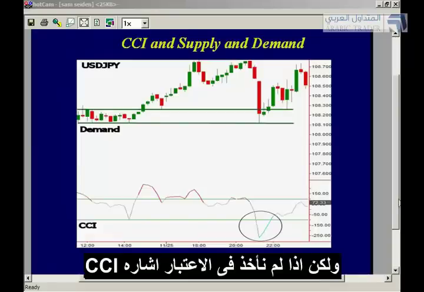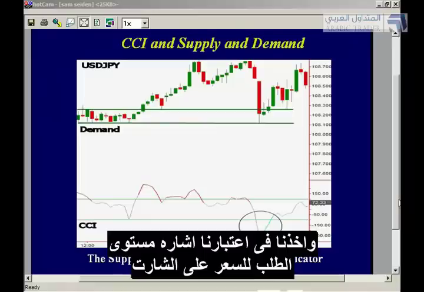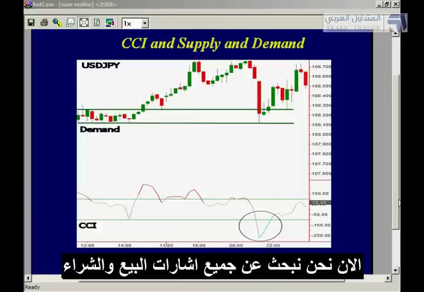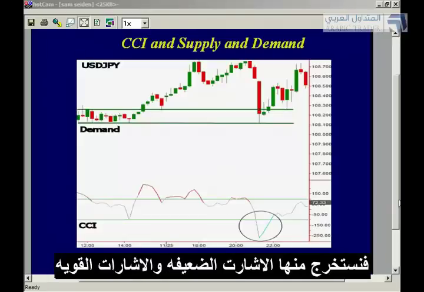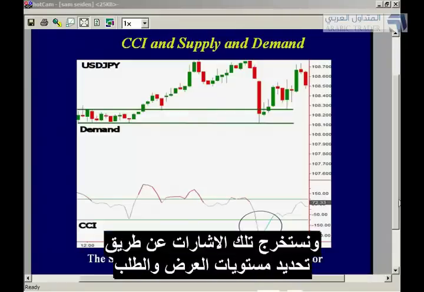So if we ignore all those CCI signals and only take the one that also comes when price on the chart is also into a demand level, now we're filtering out all the buy and sell signals that are not going to work, and we're keeping the ones that do.